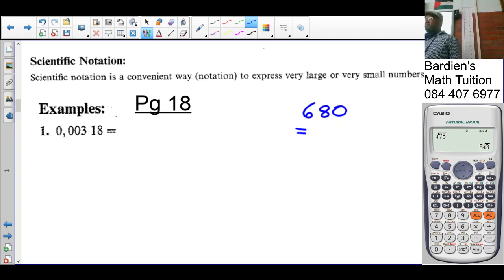After the 6. Okay, so in scientific notation, there must be one number in front of the comma other than 0. Yes, so clearly some of you remember what to do. So the comma must lie there, and this will be 6,8 times 10. Remember the comma is currently lying here. So how many units is it moving? 2 units. So it's 6,8 times 10 to the power 2. Okay?